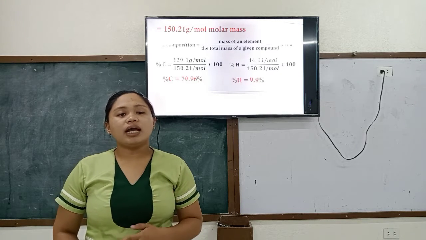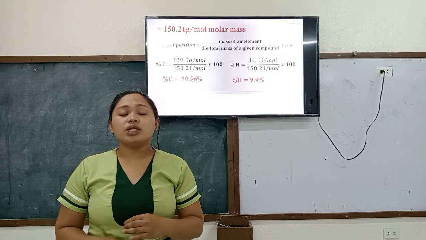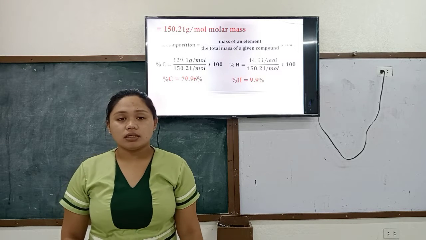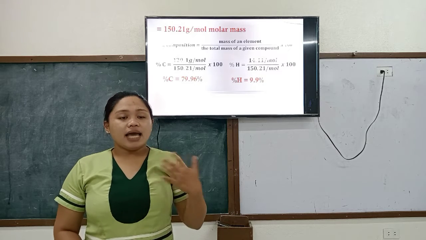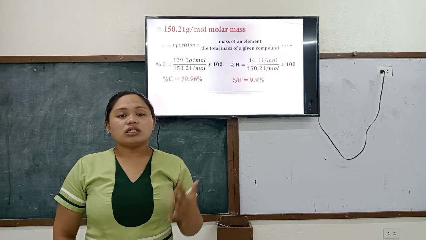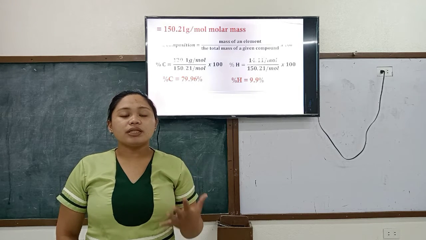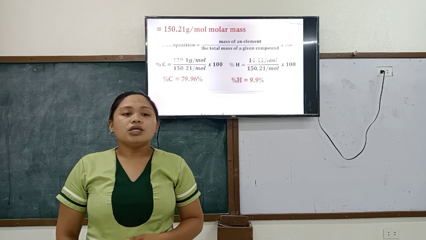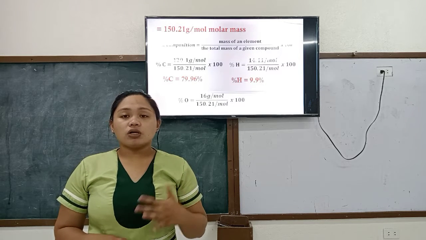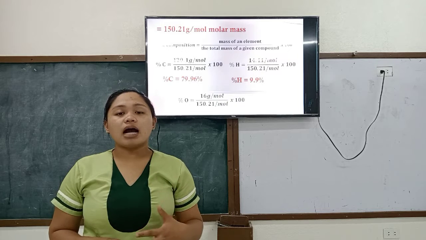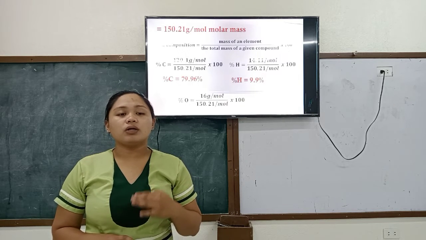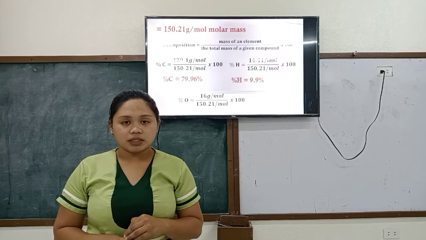Correct. So, the answer is percent of hydrogen equals 9.9%. Any questions? Okay, and next is for oxygen. So let us now substitute the given of the oxygen to the formula. So, percent of oxygen equals 16 grams per mole over 150.21 grams per mole times 100%.